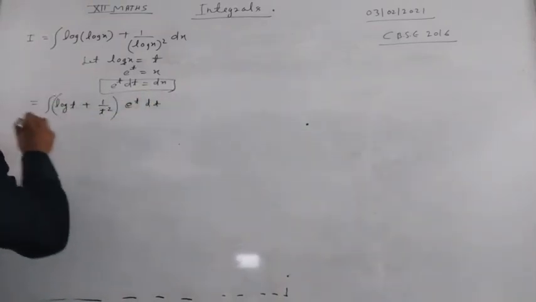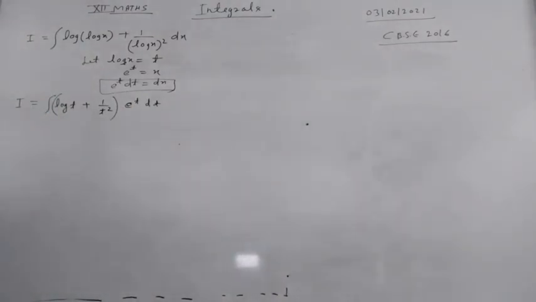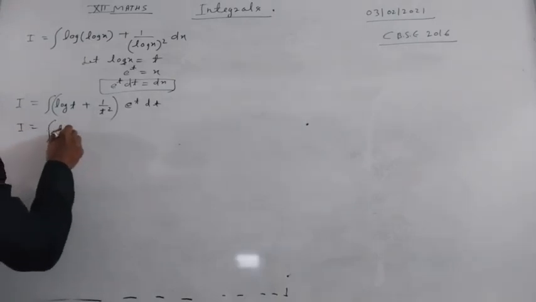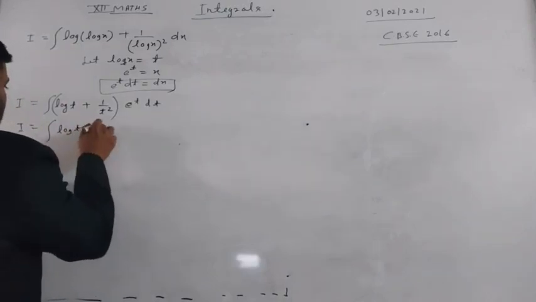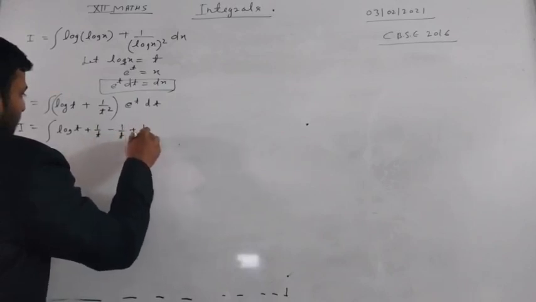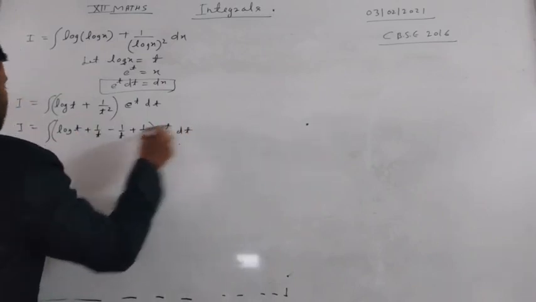So I is equal to the integral of (log t plus 1 by t square) e to the power t dt. Now we add 1 by t and subtract 1 by t, so we get log t, and 1 by t, minus 1 by t, plus 1 by t square, times e to the power t dt.